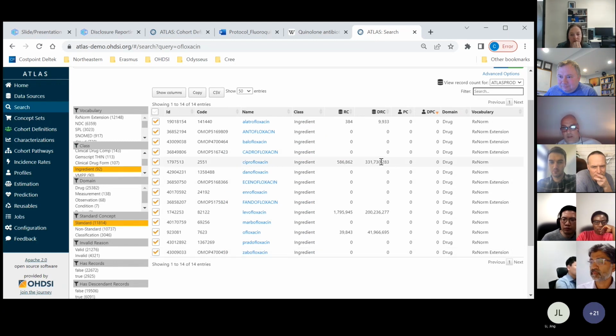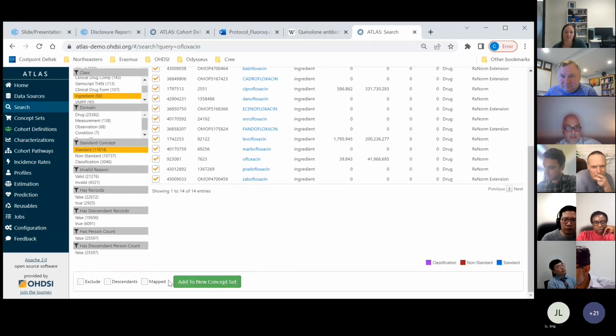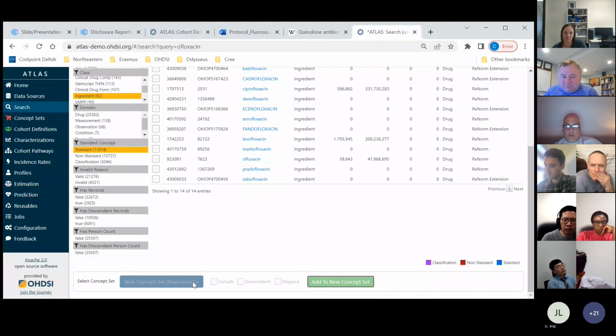Yeah, you can decide. Obviously, you see that some of them are bizarre and not used, and some of them are used. Cipro, of course, is used very, very much, and levofloxacin is used very much, and the others are not that much used. You go to the bottom, all the descendants, and you add these concept sets.